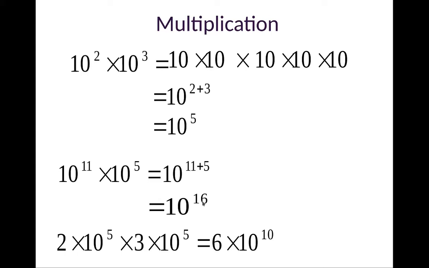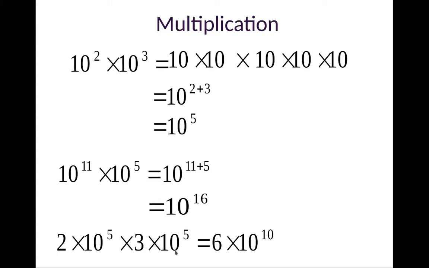So simple. Now, you can use this with numbers in front of these things as well. So for instance, 2 times 10 to the 5, that's 2 times 10 fives in a row, 1, 2, 3, 4, 5, which is 200,000. 3 times 10 to the 5, 300,000. What's that number?